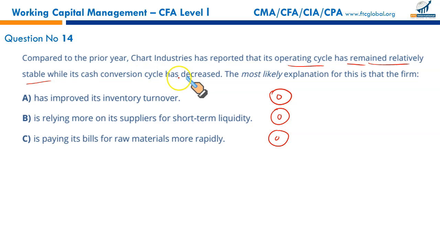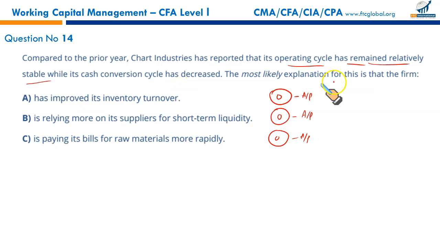What is cash conversion cycle? It's operating cycle minus accounts payable turnover in days. If you deduct accounts payable turnover in days from your operating cycle, you get your cash conversion cycle. So it says that your cash conversion cycle has shrunk. Let's see in which of these cases accounts payable is being delayed. That will result in lower cash conversion cycle.